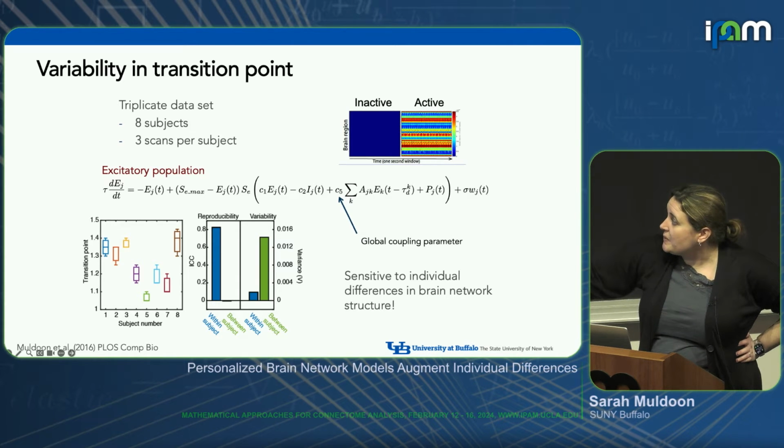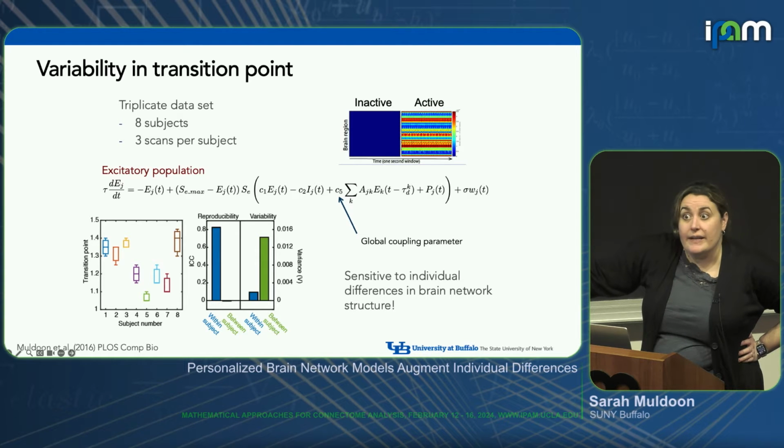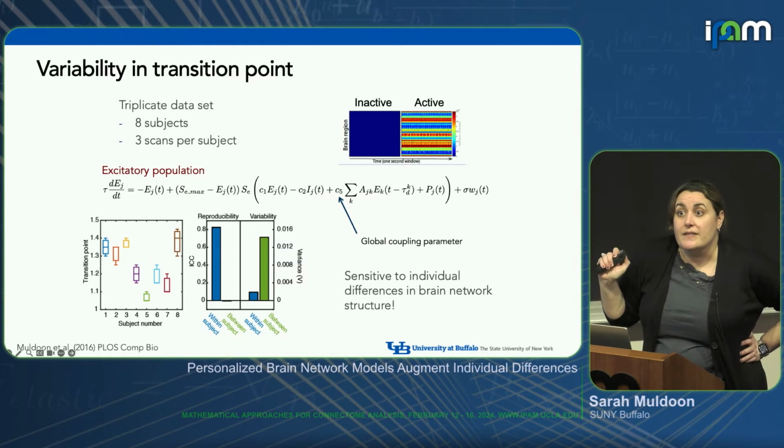So this is looking at the intraclass correlation right here, a measure of reproducibility. So within subjects, it's very reproducible. Between subjects, it's not, all right? And then this was just another way of trying to look at that, looking at the variance, okay?